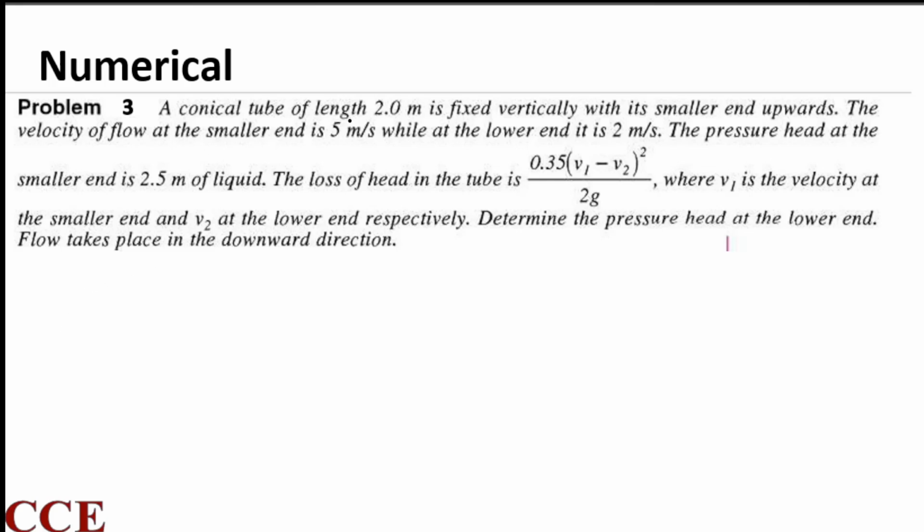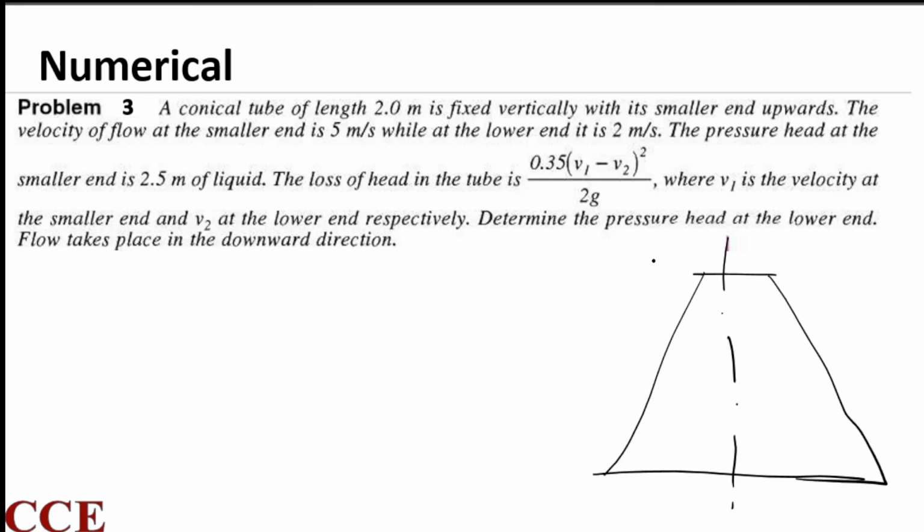A conical tube of length 2.0 meter is fixed vertically. So now, we talk about a conical tube fixed vertically. The length of the tube is given as 2.0 meter, with its smaller end upwards. So it gives us an understanding of the tube. We can say it may be like this. The velocity of flow at the smaller end is 5 meter per second. If we say this is end one and this is end two, the lower end velocity is 2 meter per second. The pressure head at the smaller end is 2.5 meter of liquid.